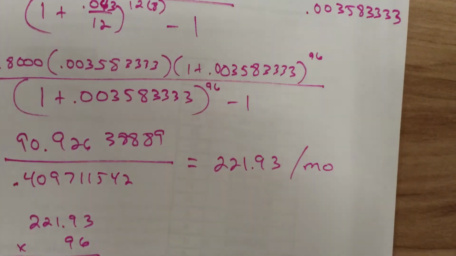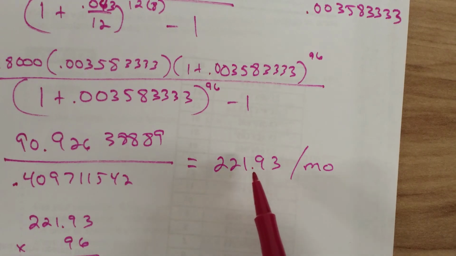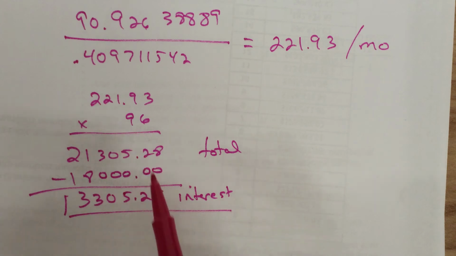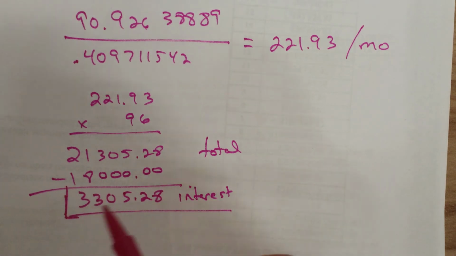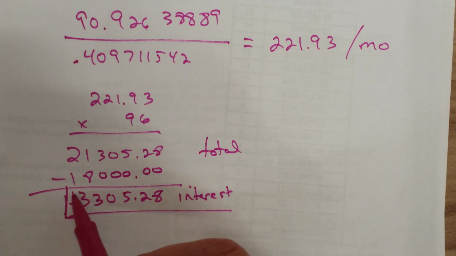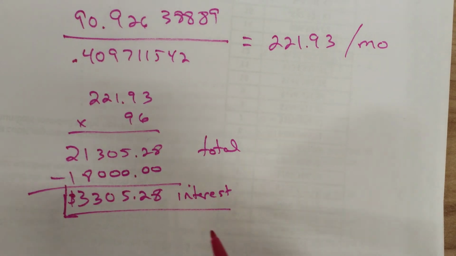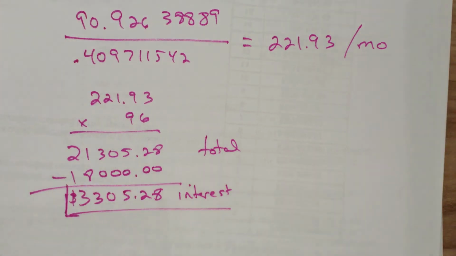So her monthly payment, we figured that out using the formula. We figured up how much she's going to pay over 8 years by multiplying it times 96 to find the amount of interest that she is paying. Simply subtract the 18,000 and you get 3,305.28 in interest. Okay, that is assignment 27.